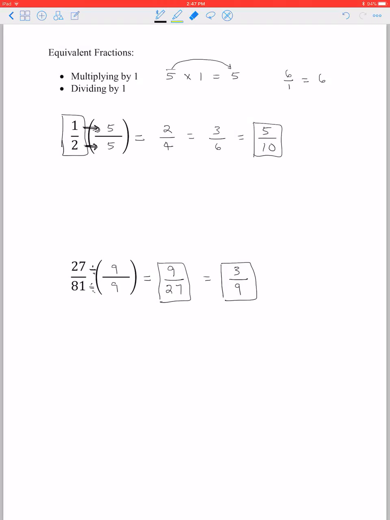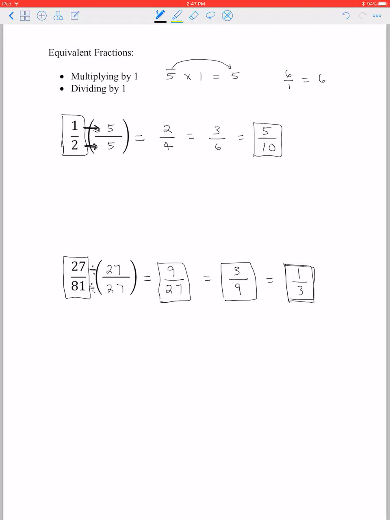Well, let's do one more. If I divide both of these numbers by 27, top and bottom, 27 divided by 27 is 1, and 81 divided by 27 is 3. And lo and behold, 27 over 81 has exactly the same value as 1/3. So all of these are equivalent fractions.